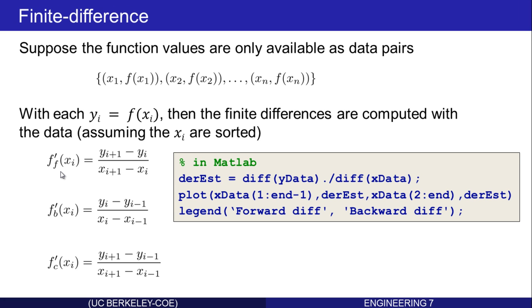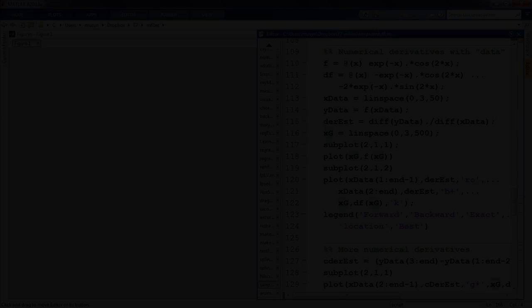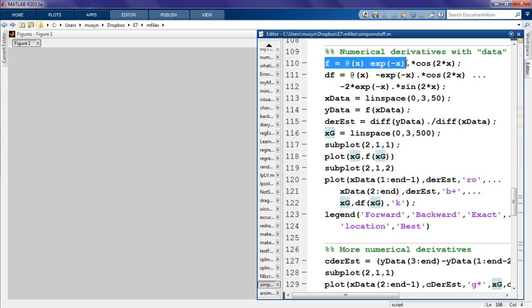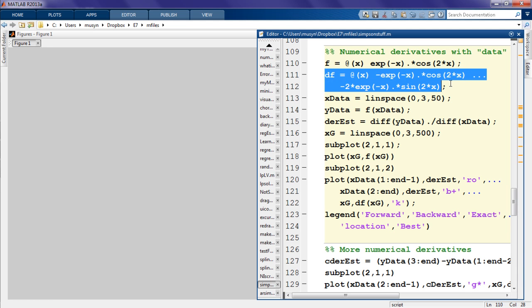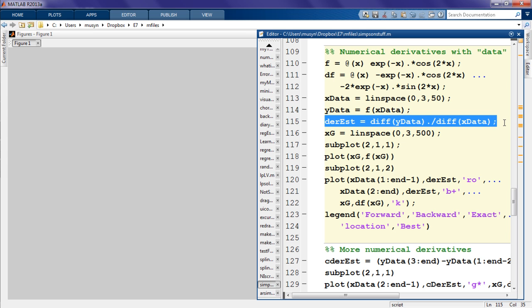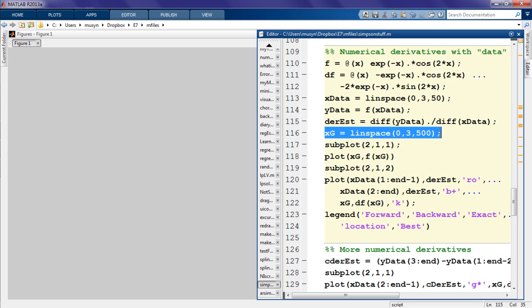Let's try this in MATLAB. Here I have a function e to the negative x cosine of 2x. I can calculate the derivative of that myself. Here's the derivative as an anonymous function. Let's also produce data linearly spaced from 0 to 3 with 50 points, and then take the function value at that data. And we do the finite difference estimate using the diff command, diff of the y data, diff of the x data. And then for graphical purposes, I'll also have a much finer x data for plotting the exact values.